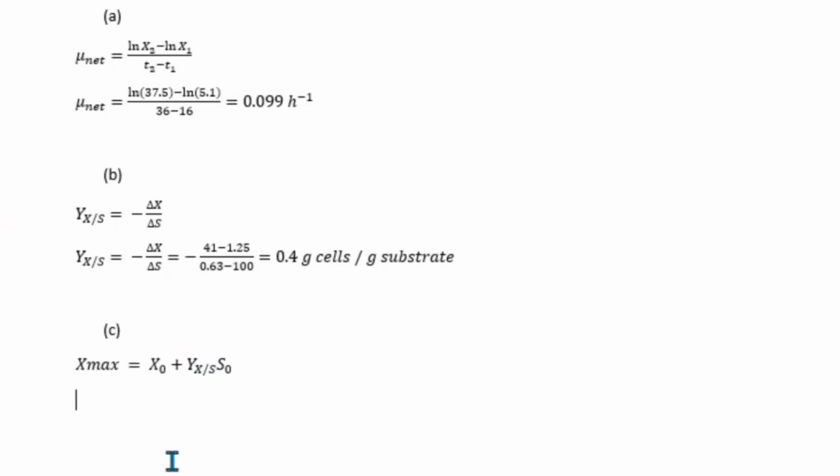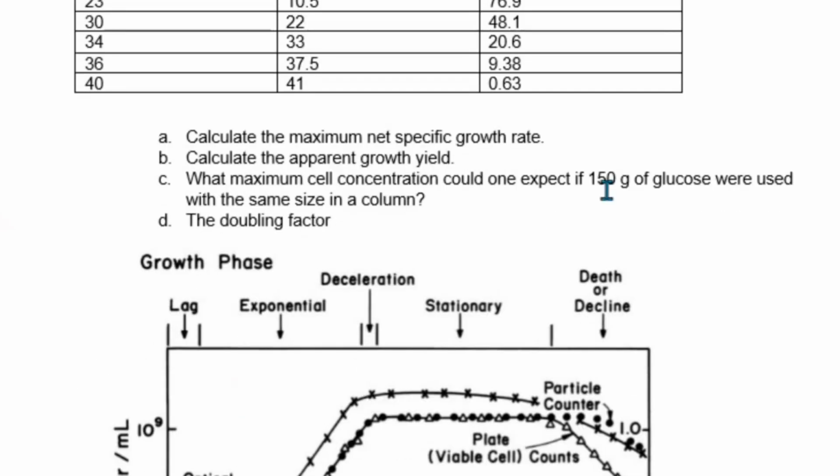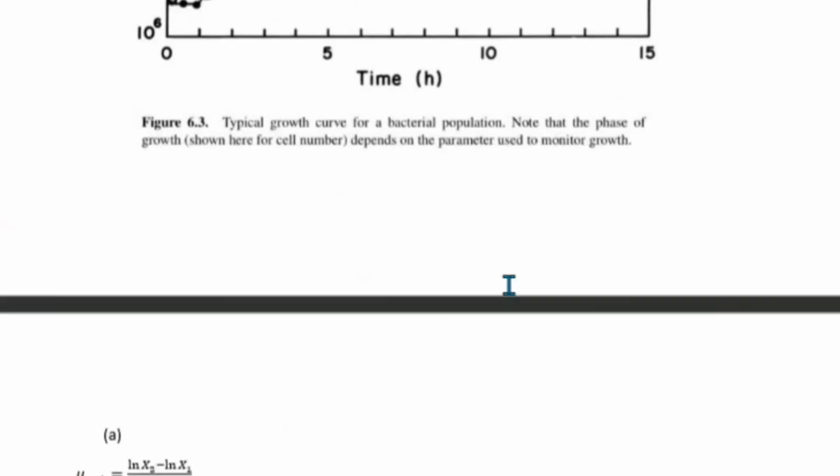To answer for C, the maximum cell concentration, we are going to say the initial cell at time 0 plus the apparent yield multiplied by the initial substrate. In this case, we are given 150 grams. Punch in everything there and you should get 61.25 grams cell per liter.